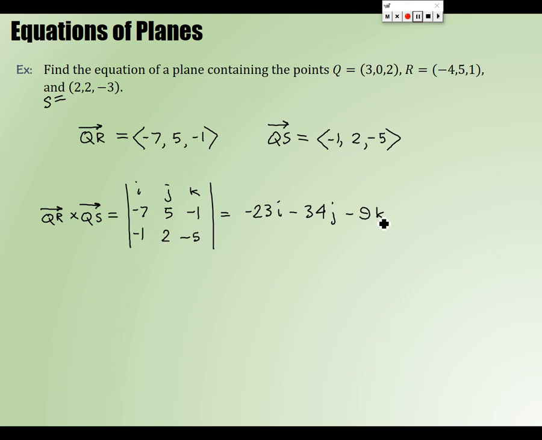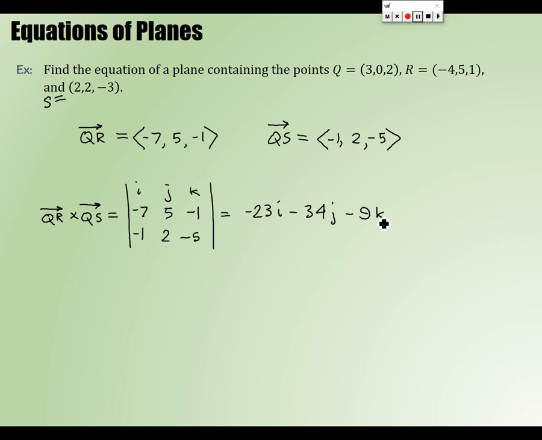Wait, no. Isn't it 7 times negative 5 minus 1? Negative 7 times negative 5 is positive 35. And then minus positive 1 is positive 34. Yeah. Wow, I cannot believe I did that. All right, so we're very close now.